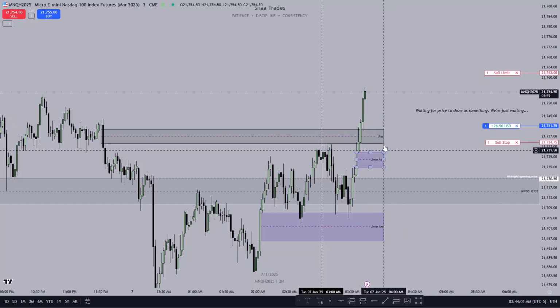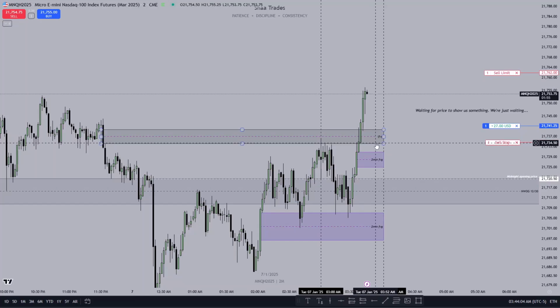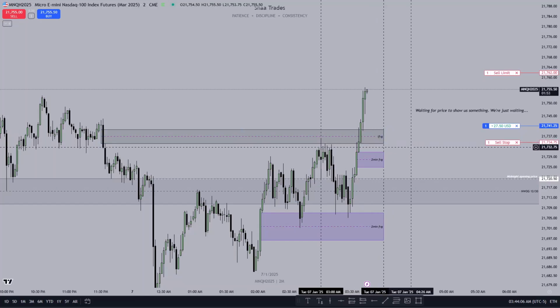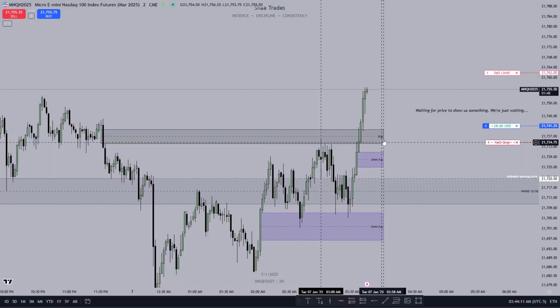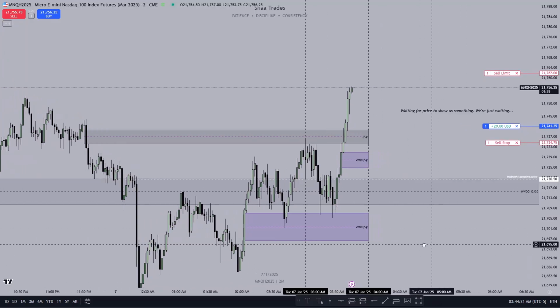I don't want to see it come back here after creating this inversion. I don't want to see it go under this inversion fair value gap again. So my stop loss placement is below this inversion here, and we're targeting a 1 to 2. So let's just see if this hits, and then we could get off the charts.